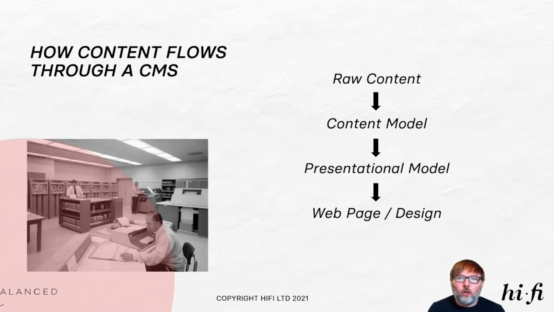So let's look at how content flows through a CMS as the first step. We start with the raw content, which is what's either created or provided to the content author. Then they take this and convert it into whatever content model you have defined in the system. That gets mapped into a presentational model, which then gets rendered into the web page or the design.